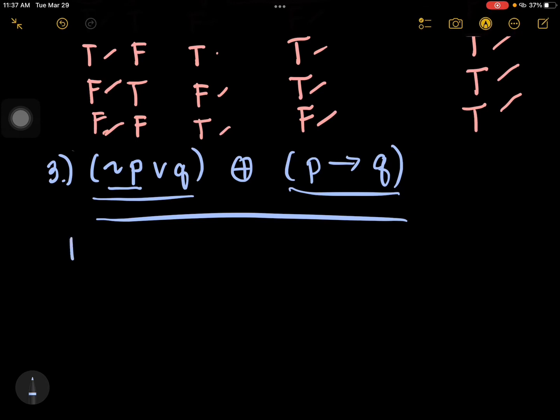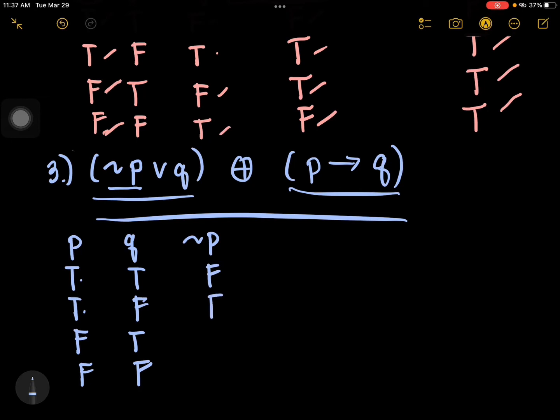So let's have P and Q. P is true, true, false, false, true, false, true, false. Let's have not P, the opposite of P. True, this is false. True, this is false. False, the opposite. True. False, the opposite. True. Next is not P or Q.